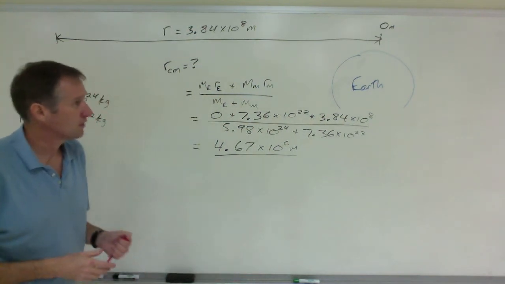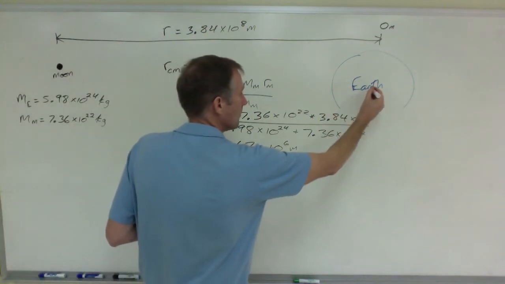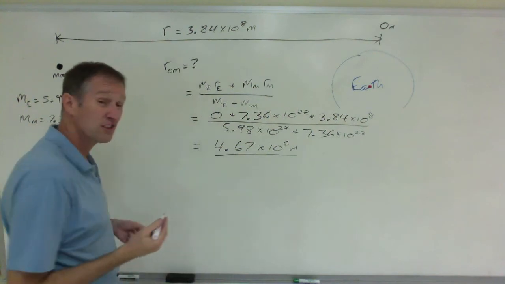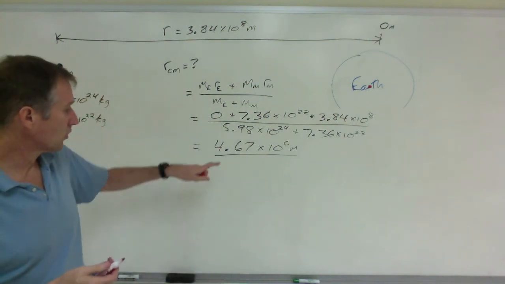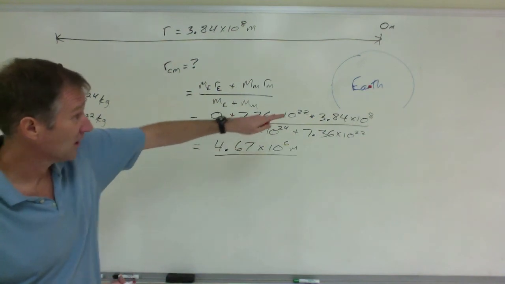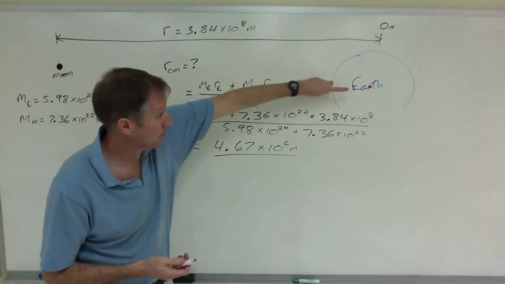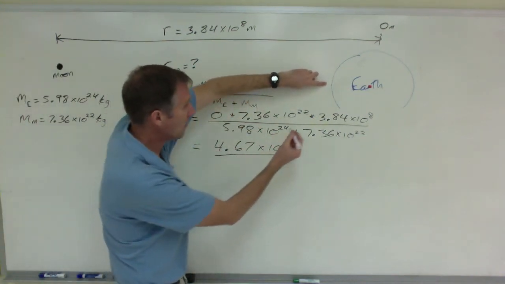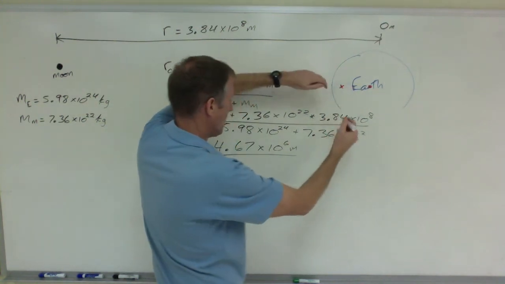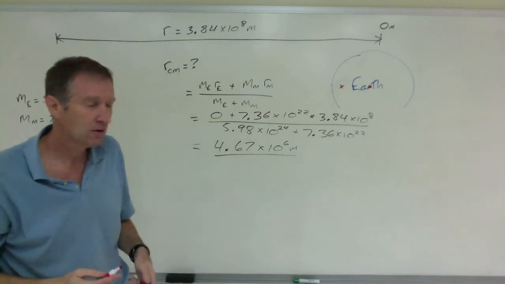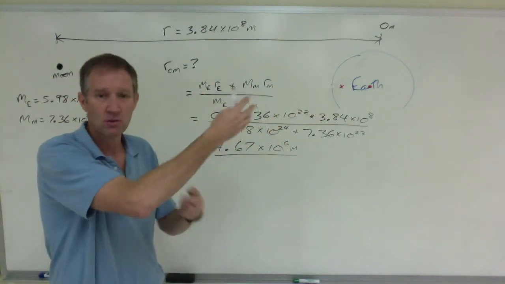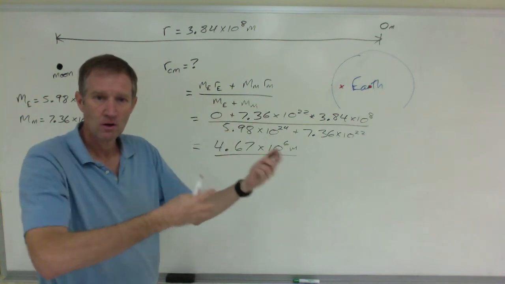Just a little interesting note. Remember that from the center of the Earth out to the surface is just over 6 million meters. It's 6.38 times 10 to the 6 meters to the surface from the center. So this common point about which they orbit is somewhere over here, about 2/3 of the way out. So that is the point about which the system rotates.